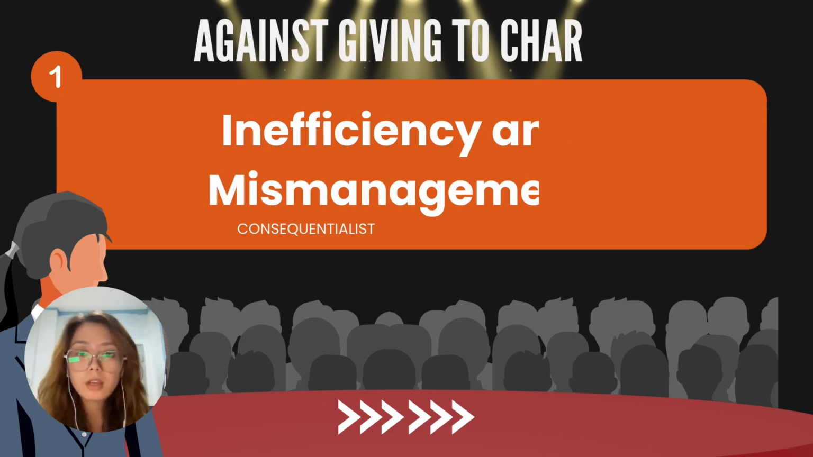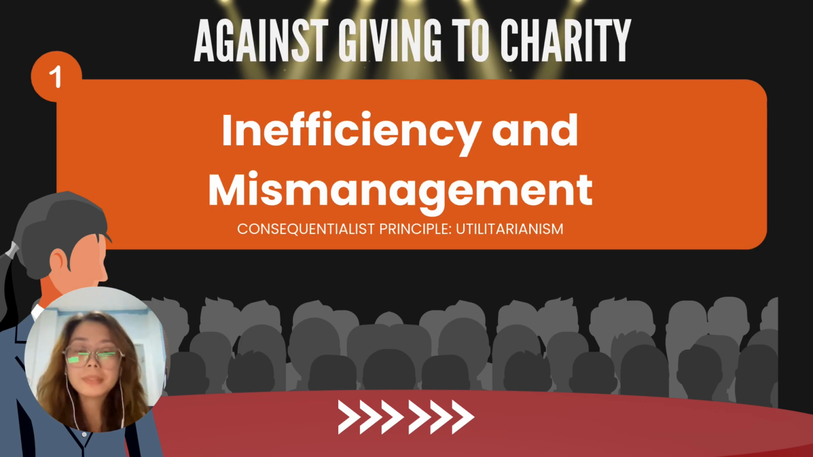Now let's talk about the arguments against giving to charity. The first one is inefficiency and mismanagement. Under the consequentialist principle is the perspective of utilitarianism. It critiques the potential for wasted resources and unintended consequences. This argument highlights the importance of effective and ethical charity practices.